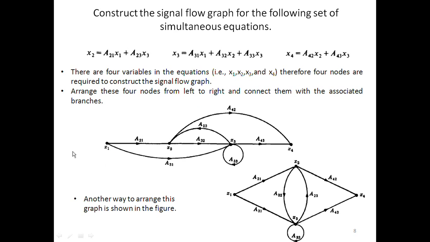So similarly there are a few examples given. So 3 equations are given. First of all, the first step is we have to consider all the nodes. So here X1, X2, X3 and X4. So 4 nodes we have to consider. Then relation between them is given by all these expressions, and from that we can easily draw the signal flow graph.